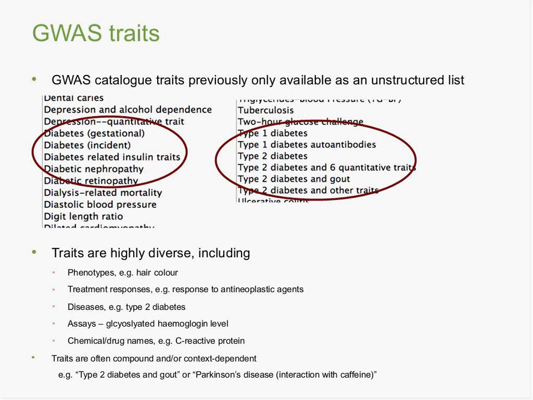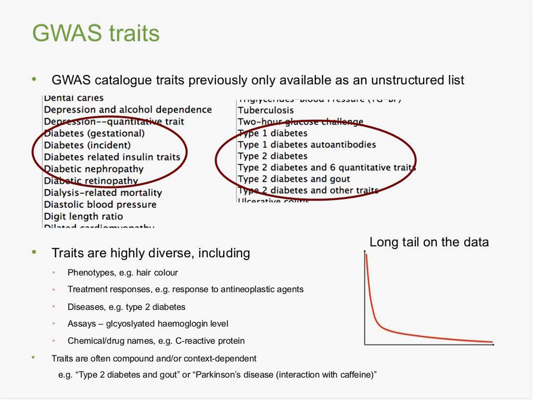Usually where it says things like C-reactive protein, it doesn't mean C-reactive protein, it means a measurement about C-reactive proteins. And then there are also some challenges about the way that the papers reported the data and the way that was extracted. So, for example, often the traits were compound and context dependent. For example, type 2 diabetes and gout, or Parkinson's interaction with caffeine. And in some cases, these generally are interaction traits, and it was useful to have some way of combining these in an organized way so that it's possible to co-query them.